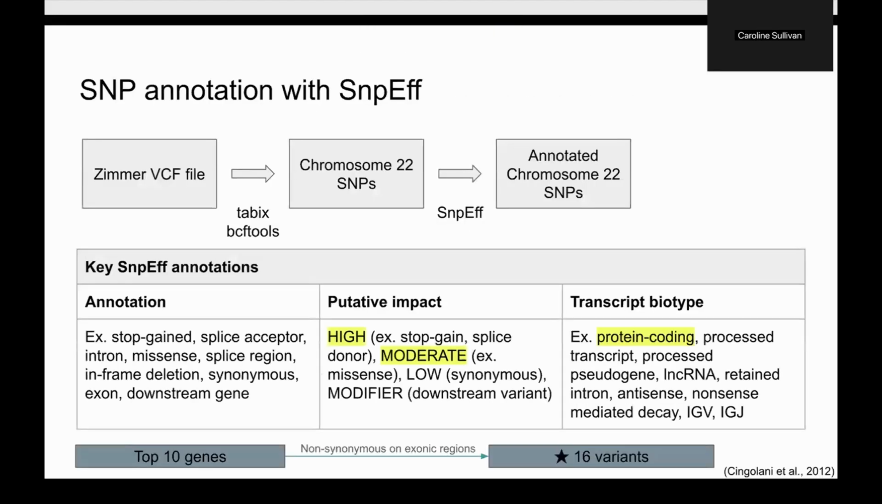To identify functionally relevant SNPs, we applied the SNP-F annotation tool to the chromosome 22 variants. SNP-F describes the type of variant, affected transcript type, and the putative impact. For downstream analysis, we focused on 16 variants across 10 genes with the most risky high and moderate impact mutations in protein coding transcripts specifically to highlight protein structure changes. High impact SNPs are stop gains and splice donor variants, while moderate are missense mutations.